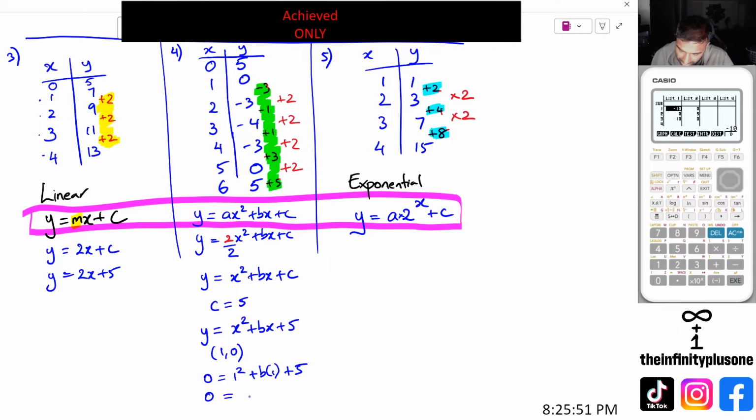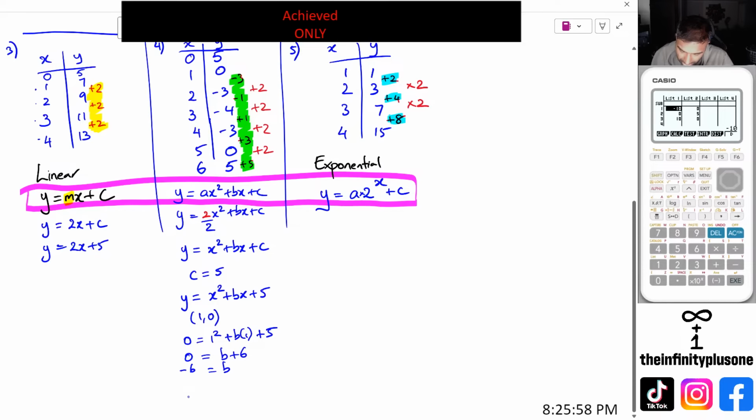So I've got 0 is equal to b plus 6, so b is equal to minus 6. So my equation for the quadratic is x squared minus 6x plus 5. Now this is for people that do not have the graphics calculator.